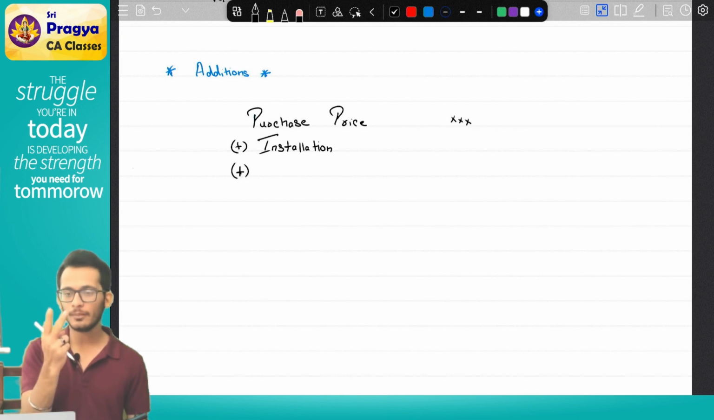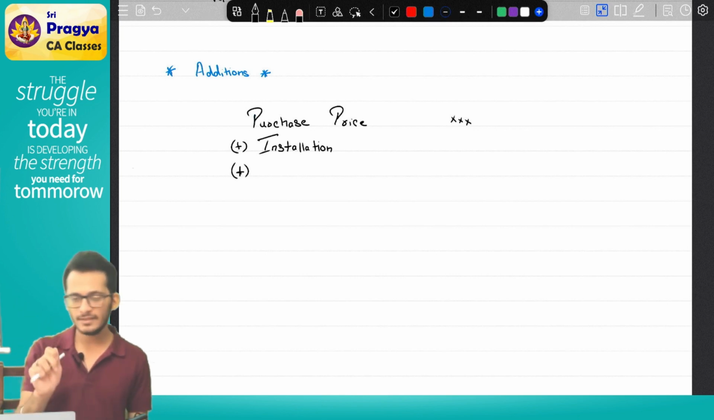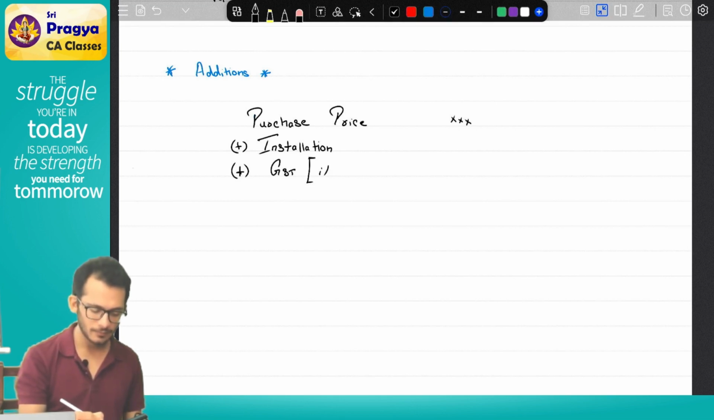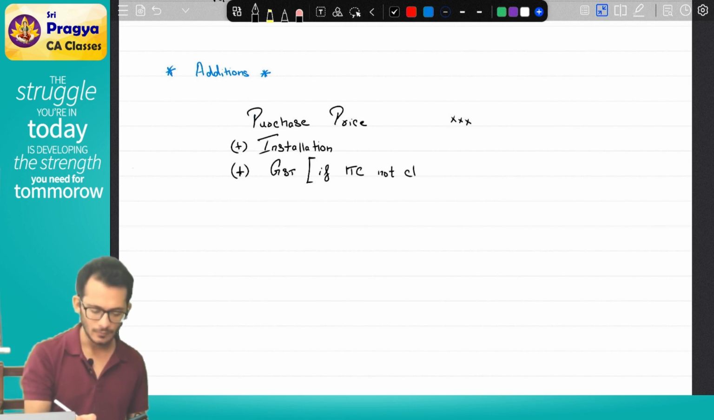Your invoice will have two components. One will be the price, second will be GST. GST also you are paying. Yes or no? So GST also has to be added. No. GST is added only if ITC cannot be claimed. Only if ITC cannot be claimed.